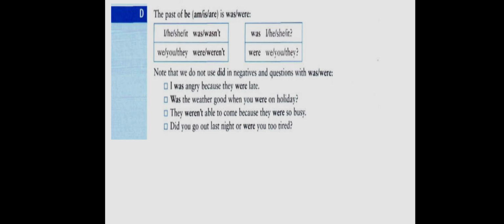Next sentence: "Was the weather good when you were on holiday?" Here, the sentence is "The weather was good." To make the question, since "was" is a helping verb, we don't use "did". We move "was" forward. So it becomes "Was the weather good when you were on holiday?" "You were on holiday." "Were" is the past of "are".